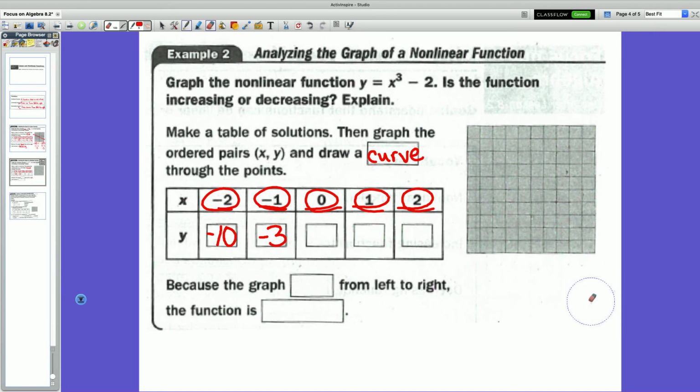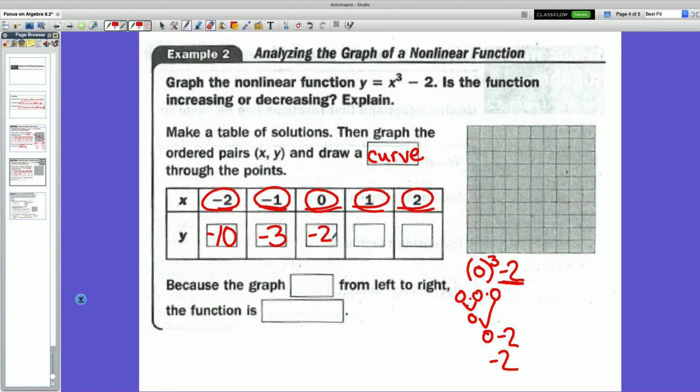All right, so looking at the next two then. First I'm going to plug in 0. So I'm going to have 0 to the third power minus 2. So again, this third power means 0 times 0 times 0. Well, 0 times 0 is 0. 0 times 0 is 0. And I still have this minus 2. So 0 minus 2 is negative 2.